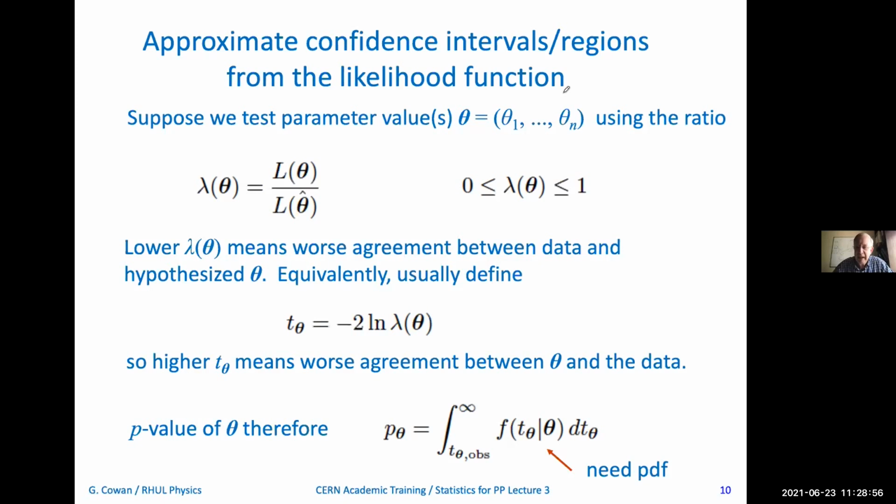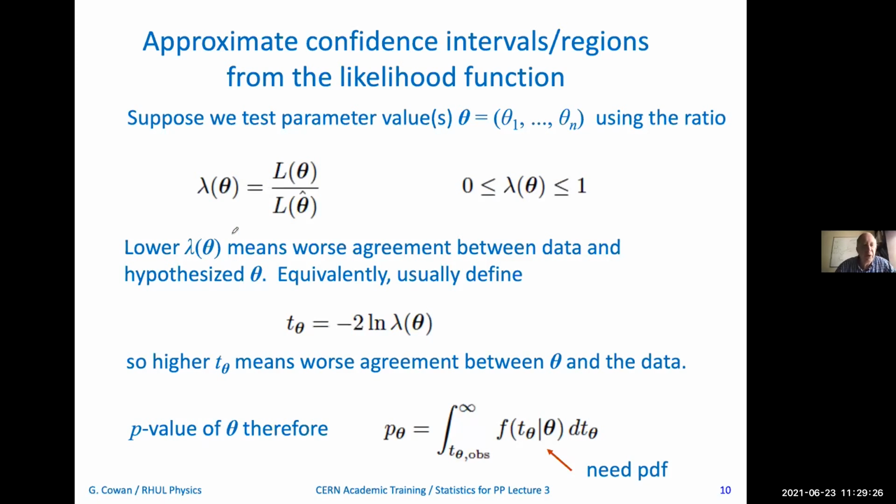And it is the procedure which is very, very often used in practice, but it is approximate. All right. So what we want to do is test hypothesized points in this parameter space. And so I want to come up with some number which reflects the level of compatibility between this hypothesized point, theta, and the data. And on the basis of that number, I'm then going to compute a p-value.